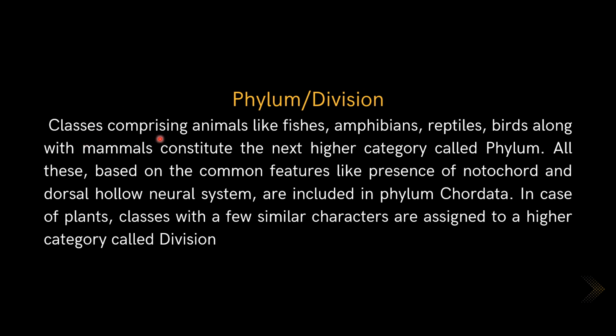So, classes comprising animals like fishes, amphibians, they all belong to same phylum, and this you will be studying in the upcoming chapters of plant kingdom and animal kingdom about different phylums and different divisions. They have lesser common characters as compared to the initial ones, that is species, genus, family, class, order. They have lesser common characters. And in case of plants, phylum is called as division, not phylum.